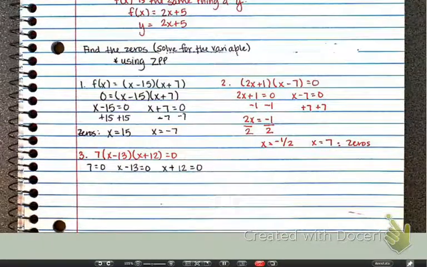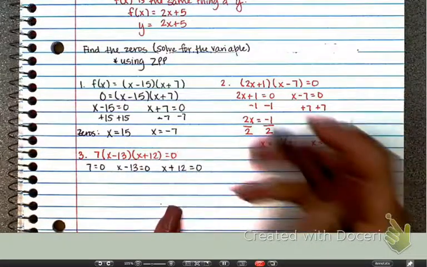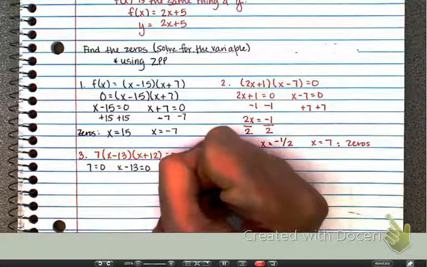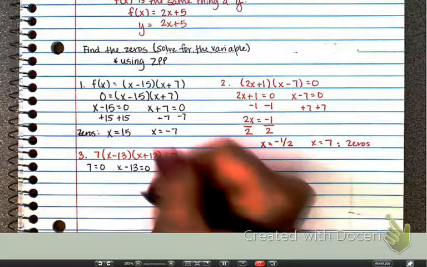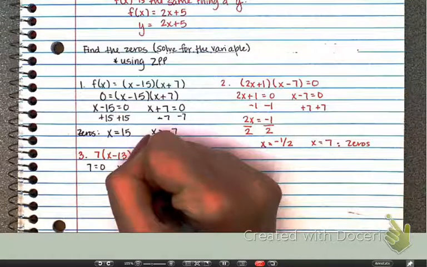And I want you to notice something. So in these 2 problems, you can solve for x. So let's do that first. So I'm going to subtract 12 and x equals negative 12. I'm going to add 13 and x equals positive 13.